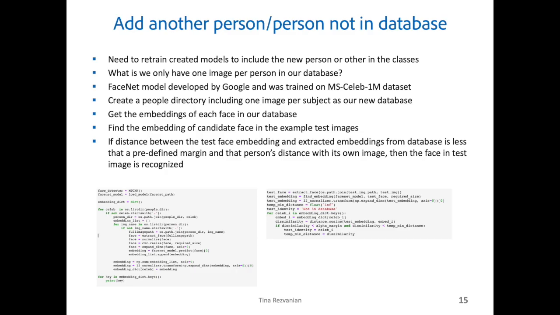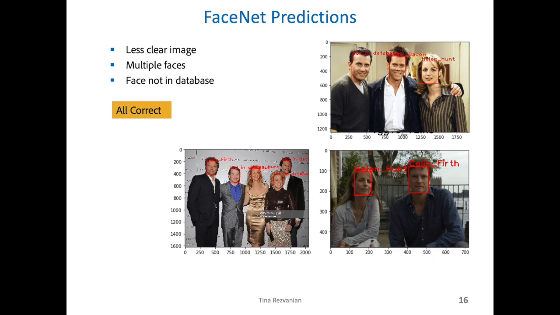In that case, I want to repurpose the FaceNet model that's pre-trained on MS Celeb 1 million dataset, and only compare the embeddings of the candidate face with the embeddings of the images in our database. Here, we see that the repurposed FaceNet model has correctly identified all the people in our database, in our images, and those not in our database. Thank you.